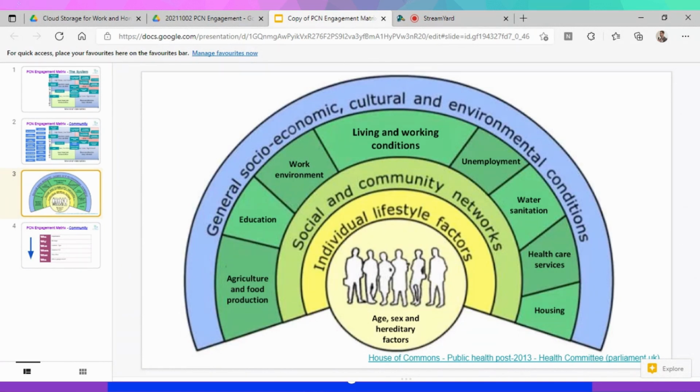So this is thinking about the wider determinants of health. So we know that actually only 20% of somebody's health outcome is determined by the healthcare services that they have access to, and actually 80% is determined by these wider general socioeconomic determinants of health. And we use this to brainstorm who the community partners were that we were thinking about today.